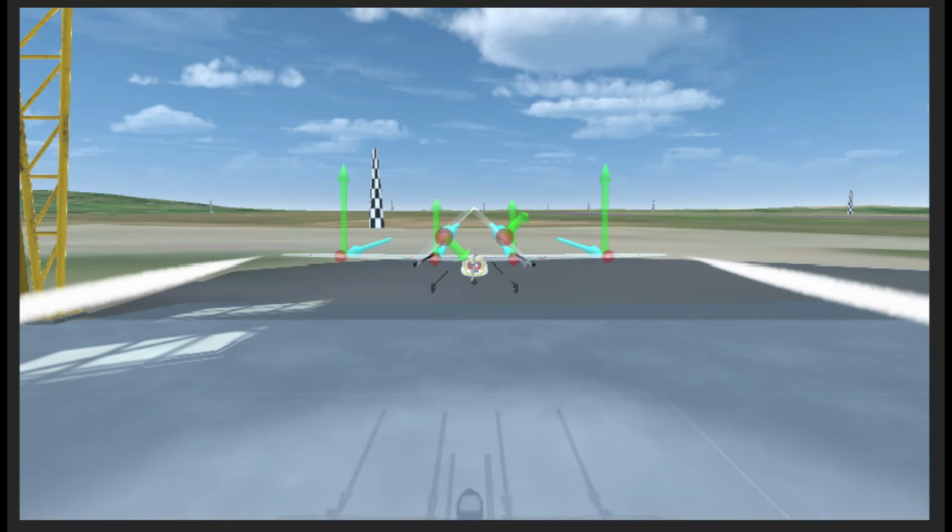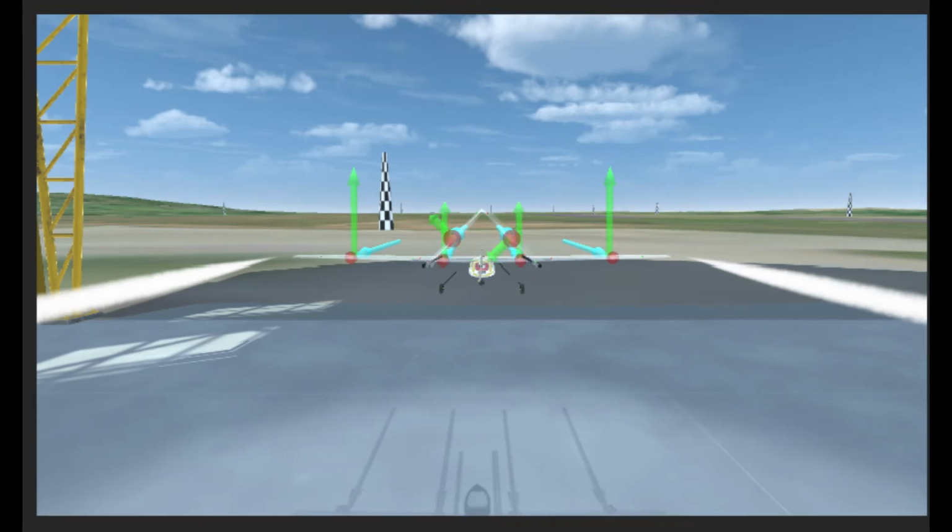For the left yaw, the left elevator is deflected upwards and the right elevator is deflected downwards. This causes an overall yawing moment in the left direction. For the right yawing motion, the left elevator angle is deflected downwards and the right elevator angle is deflected upwards. This causes an overall yawing in the right direction.